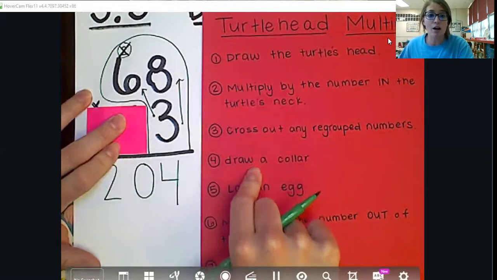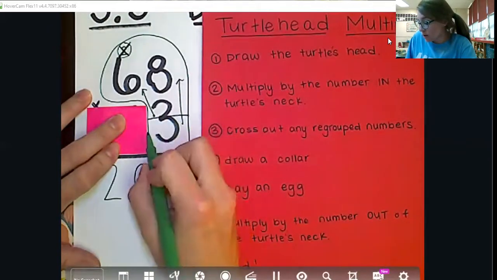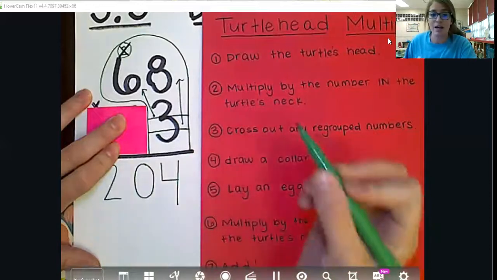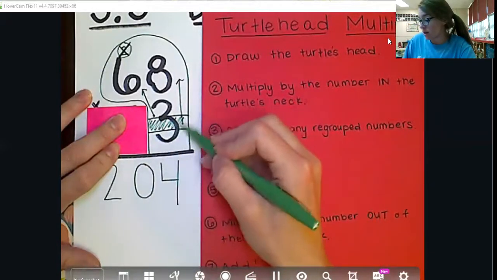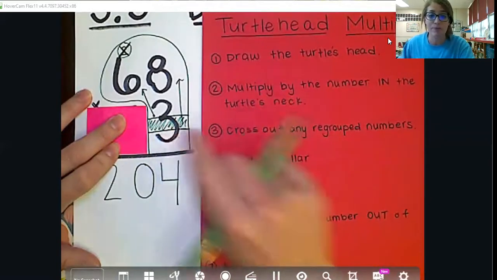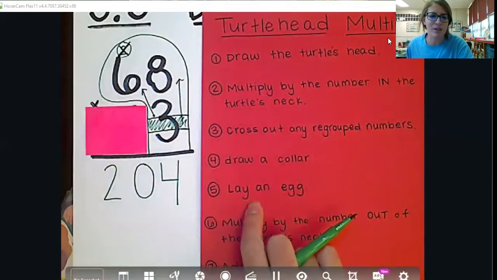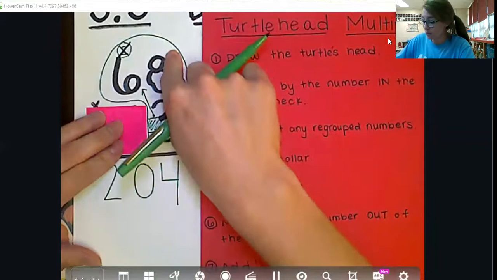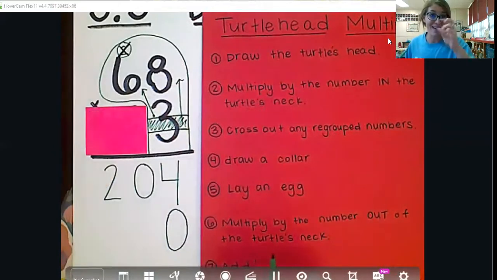Then I'm going to draw a collar. Do you remember where we draw the collar? Right here over that 1s place, where that turtle's neck is. We're drawing a collar right there because we are done using this number to multiply now, okay? Then I'm going to lay an egg. When I lay an egg, what am I really doing? Right, I'm just going to come from right here and drop a 0 right there. And that is my egg, so to speak.